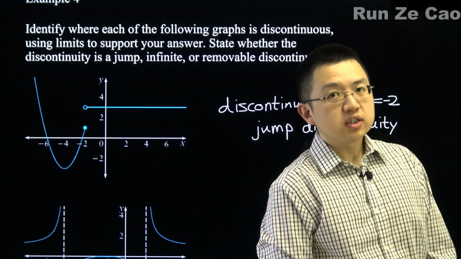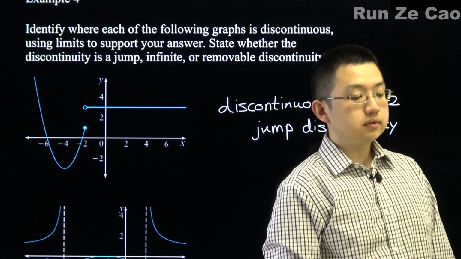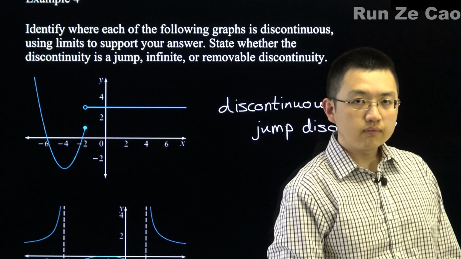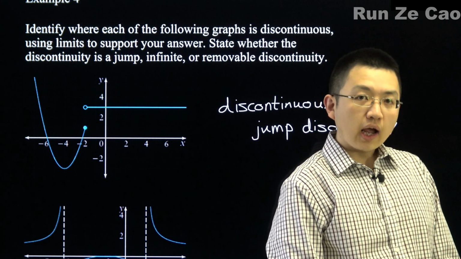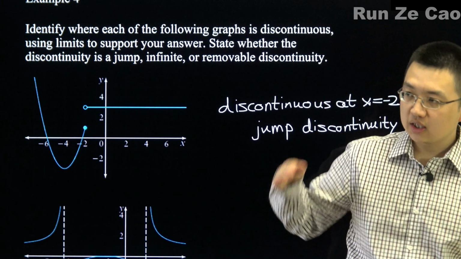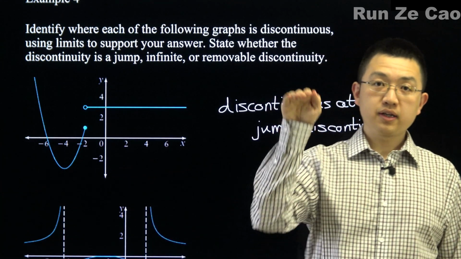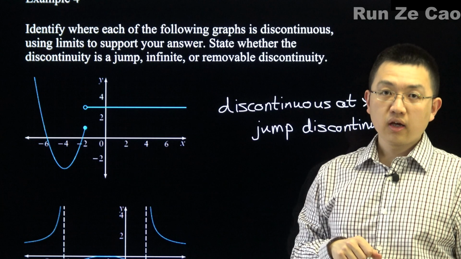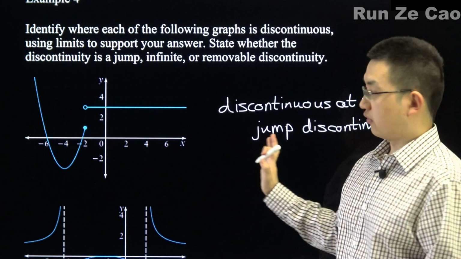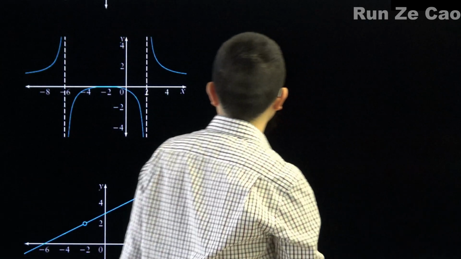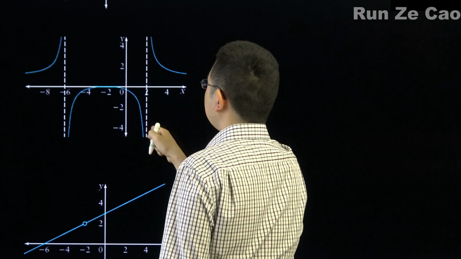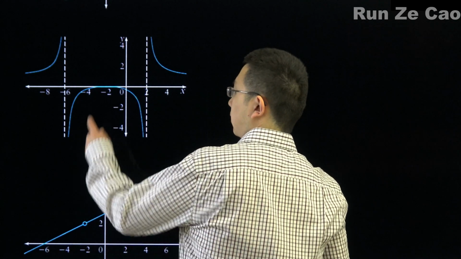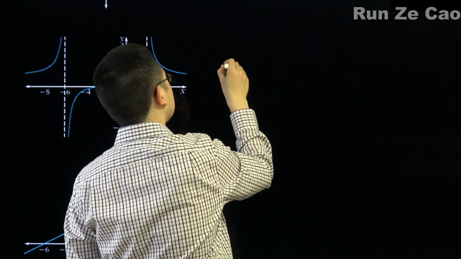Now, piecewise functions pretty often feature jump discontinuities. A special type of piecewise function, a step function, where every single line segment is horizontal, so every segment is a constant, is full of jump discontinuities. Here we have infinite discontinuity at x equals 2 and x equals negative 6.